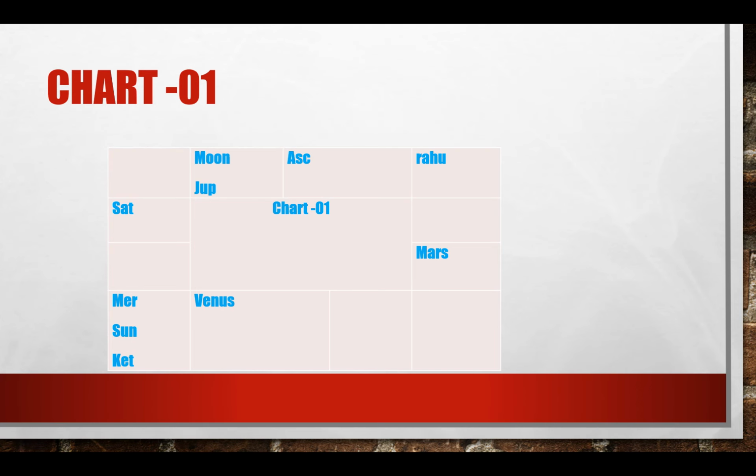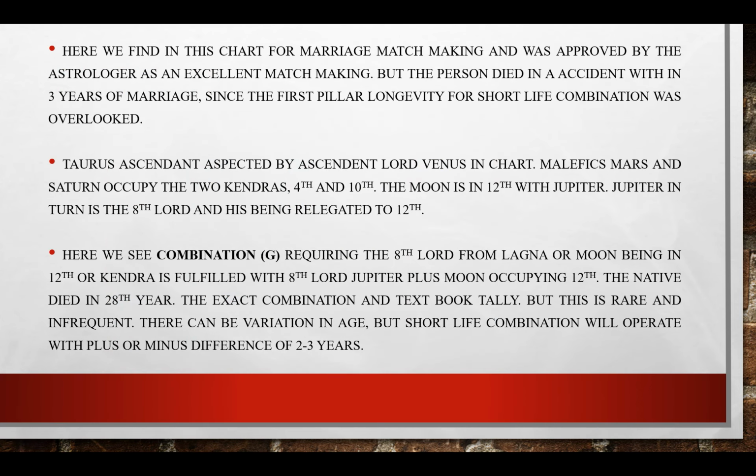One of those short-lived combinations operated. Here he died at 28 years, but that may not be the case in every individual. It can be 25, it can be 31. There is always plus or minus 3 or 4 years. But definitely that short-lived combination will operate, unless there is a very strong benefic aspect on the Lagna Lord and the Kendras are strengthened. Such combinations will try to give you a short life.